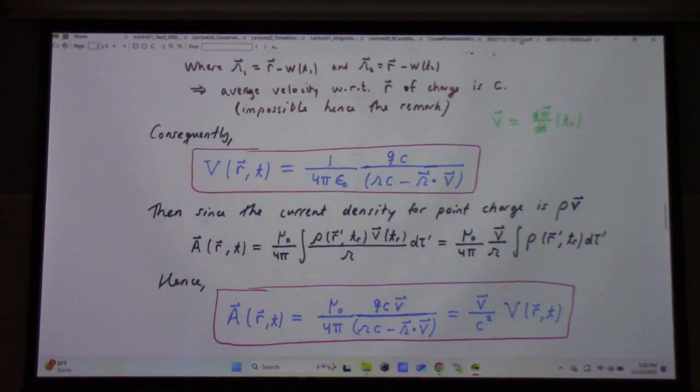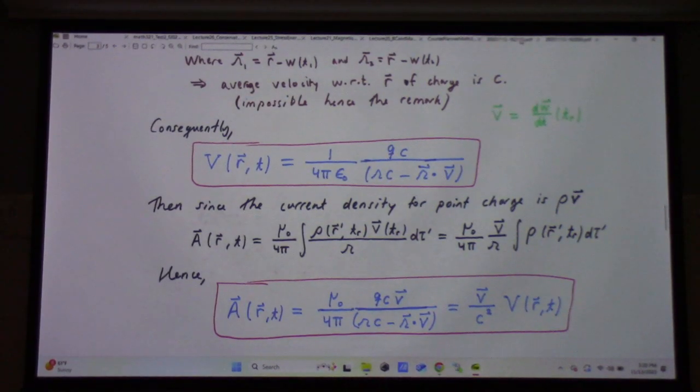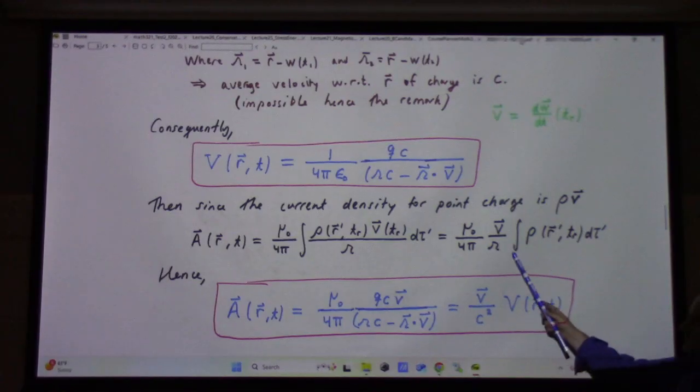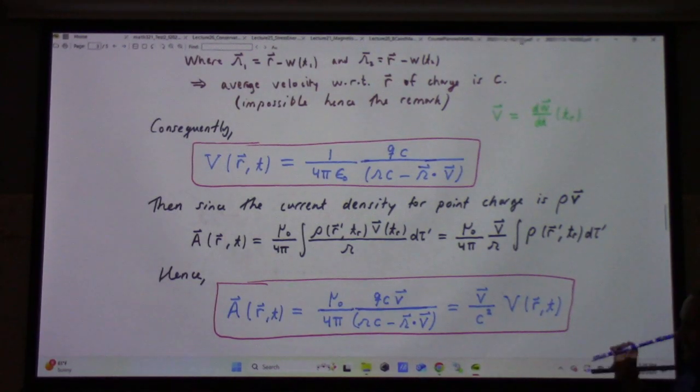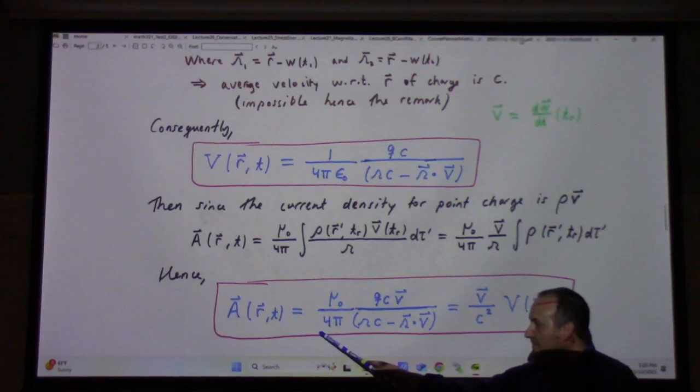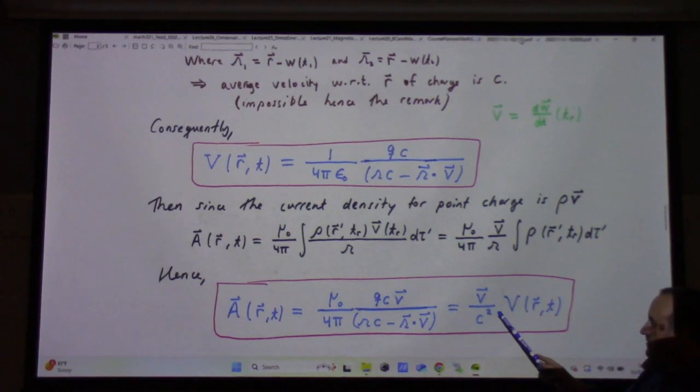If I have the V, I get the A, because it's the same thing that we just worked through times the velocity. So this is the vector potential for a point charge that's possibly moving.